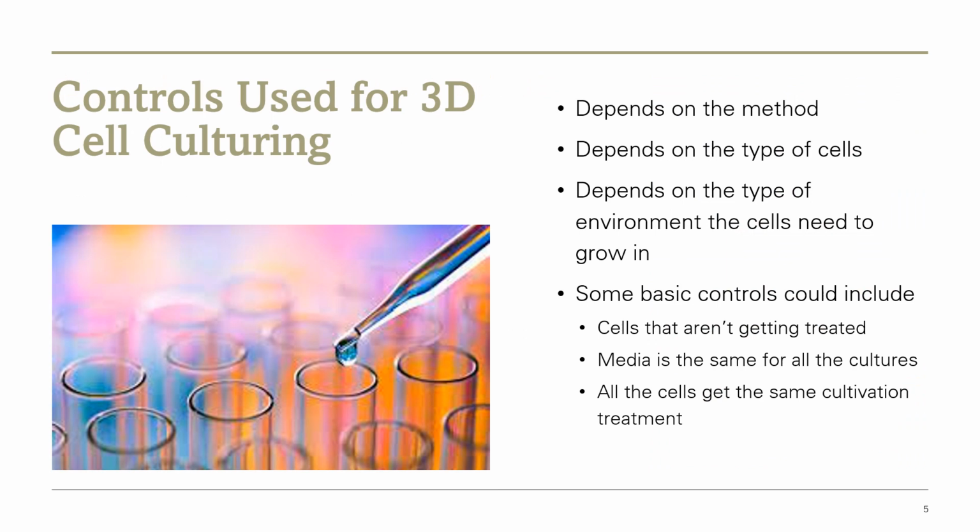Most of the controls for 3D cell culturing depend on what type of cell culturing is being done. The controls depend on the method of 3D cell culturing being used, the types of cells being used, and how they need to be treated, and the types of environment the cells need to grow in. Some basic controls for this type of cell culturing could include having cells that aren't getting treated with what's being tested, the media is the same for all of the cells, and all of the cells get the same cultivation treatment.